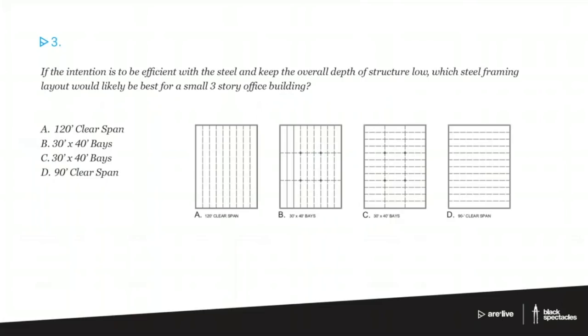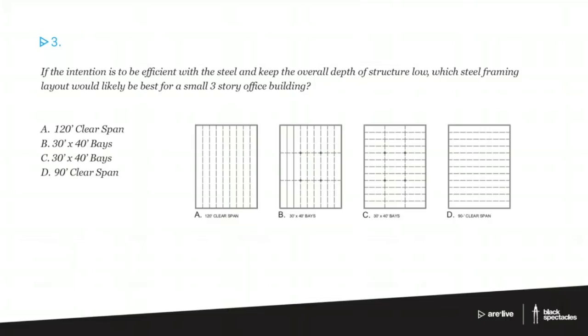Okay, this one's a little bit odd. This is sort of a classic old school NCARB type question, because it seems like such a simplistic question, but they're actually expecting quite a bit of foreknowledge to really be able to answer it. So the question is, if the intention is to be efficient with the steel and keep the overall depth of structure low, which steel framing layout would likely be best for a small 3-story office building?